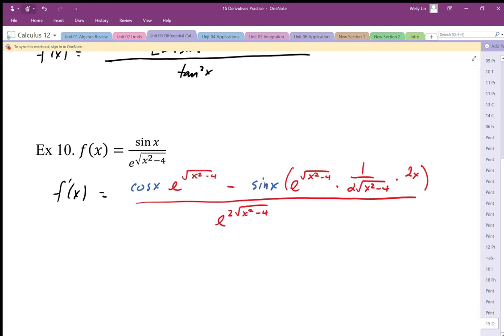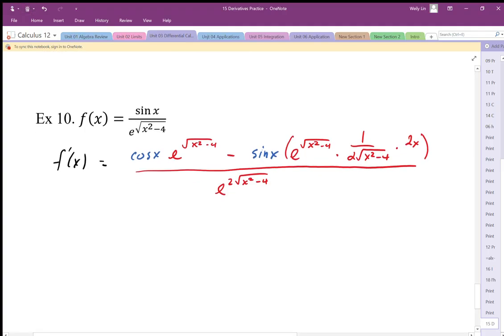So again, we can probably simplify this. There's some simplification that we can use. The 2's can cancel here, and we probably can factor out the e to the root x squared minus 4. However, we don't have to simplify this if we're using this for derivatives. It is a good habit to get into to simplify expressions, because the more complicated your expressions are, the more likely you are to make some algebraic error.